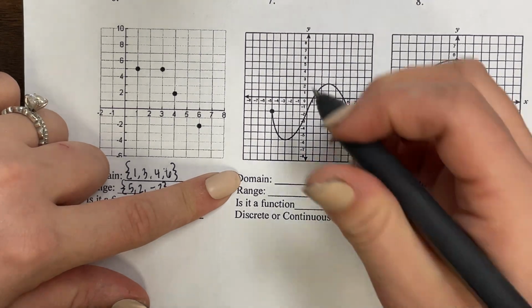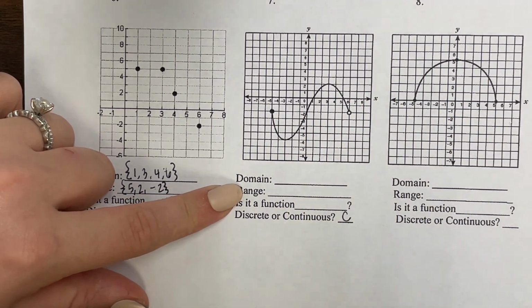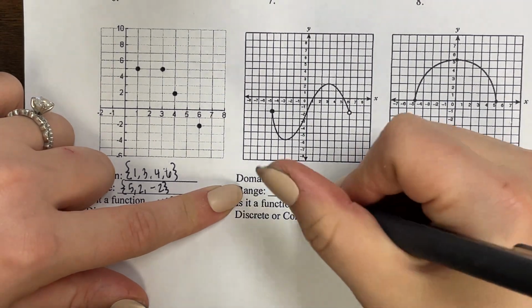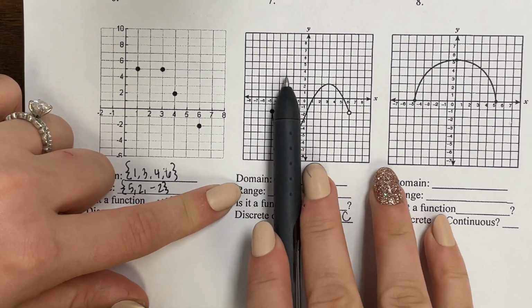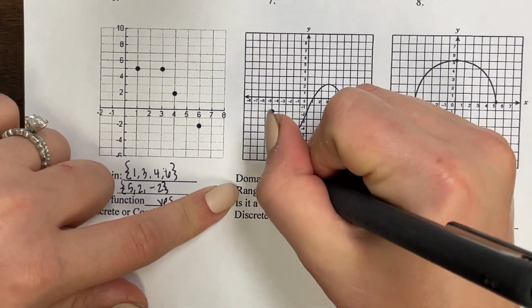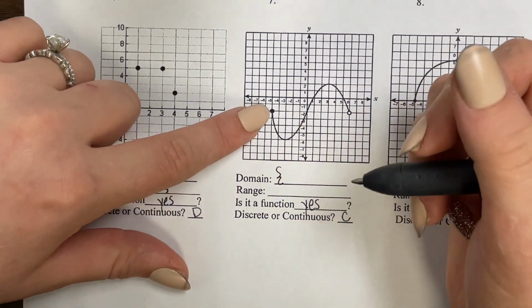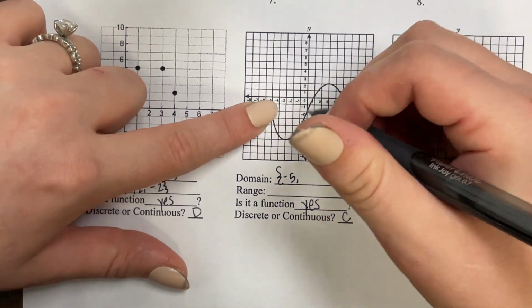All right, here we have a continuous graph. It is a function. It will pass the vertical line test. Okay, it does not intersect at more than one place at a time. And our domain, we're going to start back here, -5. Let's see if there's any other points.